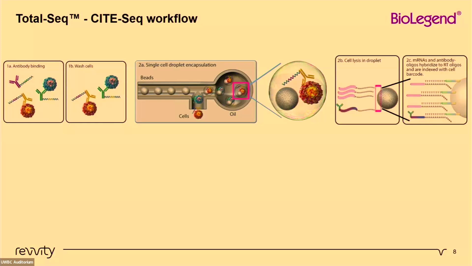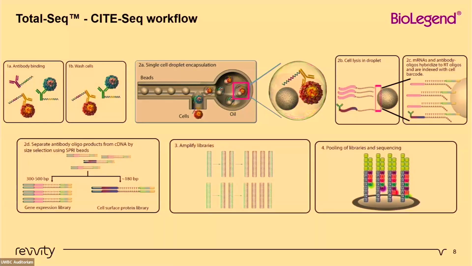And then those mRNAs and antibody oligos are going to hybridize to the RT oligos and are indexed with a cell barcode. So then we start applying different components of the address, if you will, to tell us exactly which cell the different antibodies and mRNAs came from.